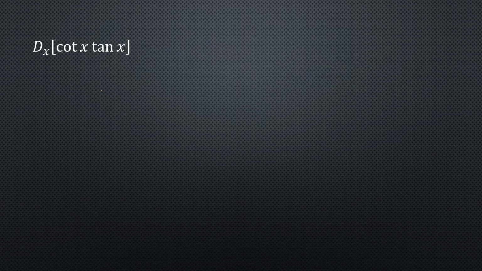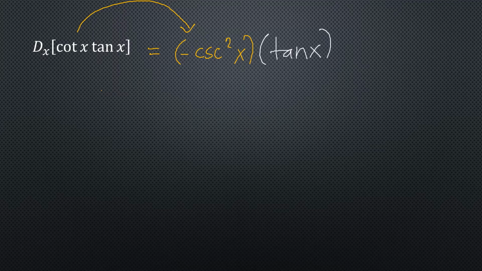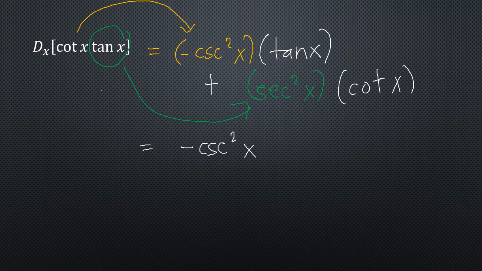Now this is also a product rule, so we get the derivative of the first term cotangent x, which is negative cosecant squared x. Now multiply that to the second term, which is tangent x, plus the derivative of the second term, tangent x, which is equal to secant squared x, and multiply that to the first term cotangent x. So we now have negative cosecant squared x tangent x plus secant squared x cotangent x.